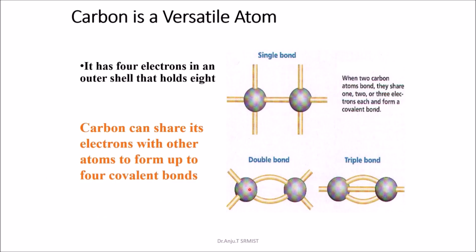Nature has beautifully selected the atom carbon because carbon has 4 electrons in its outer shell and can share its electrons with 4 other atoms to form covalent bonds. It can form single bonds, double bonds and triple bonds.